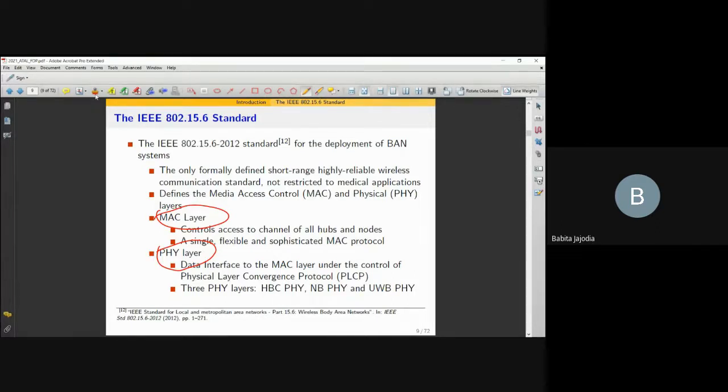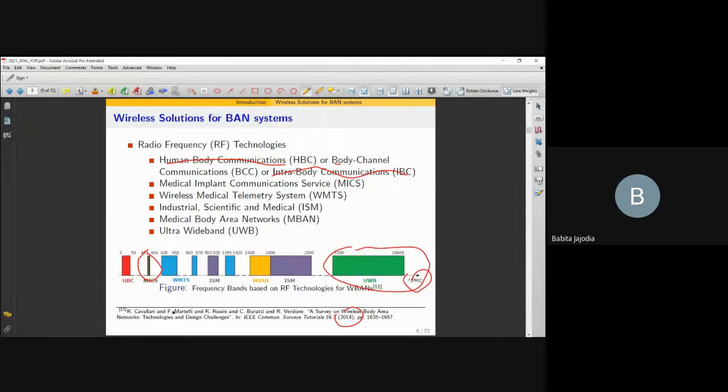As I mentioned, IEEE 802.15.6 was a standard coined in the year 2012, and it was deployable for BAN systems. So we can make a product out of this as well. This is the only formally defined short-range, highly reliable wireless communication. Please note the standard is wireless, which is why we can also call it W-band. It does not mean that BAN is only wireless; it can be wired also, but the standard specifies basically the W-band. And as we have already discussed, these are the frequency bands related to that.